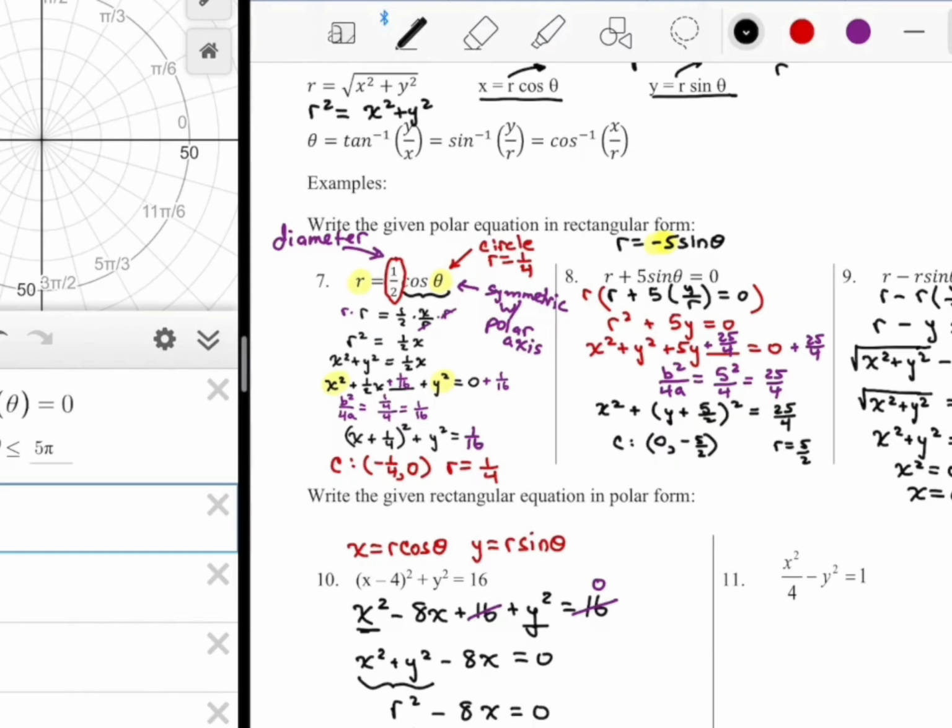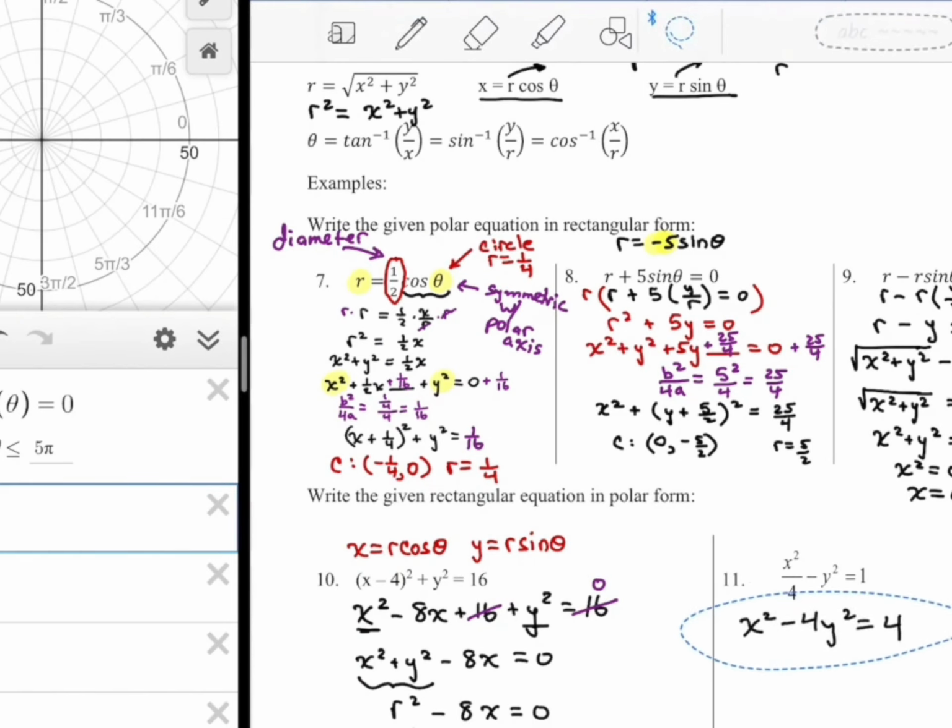All right. And so the last one on this page is number 11. We have x squared over 4 minus y squared is equal to 1. That's a hyperbola. I'm going to do some housekeeping first. So I would multiply through by 4 just to clean things up. Now, the level of cleanliness is dependent on whatever you're comfortable with. If I can get rid of the fractions, I prefer to do that.